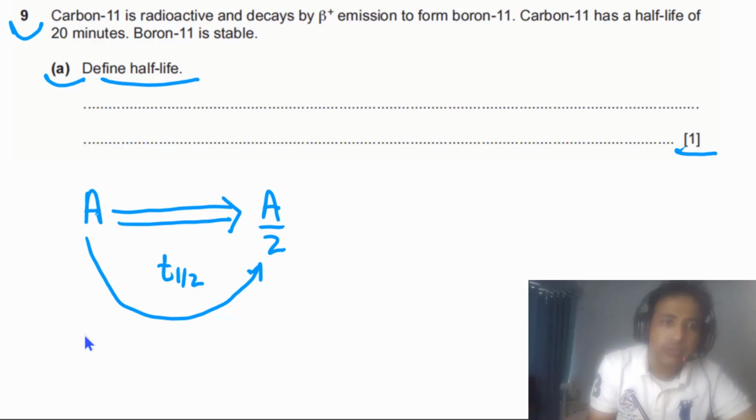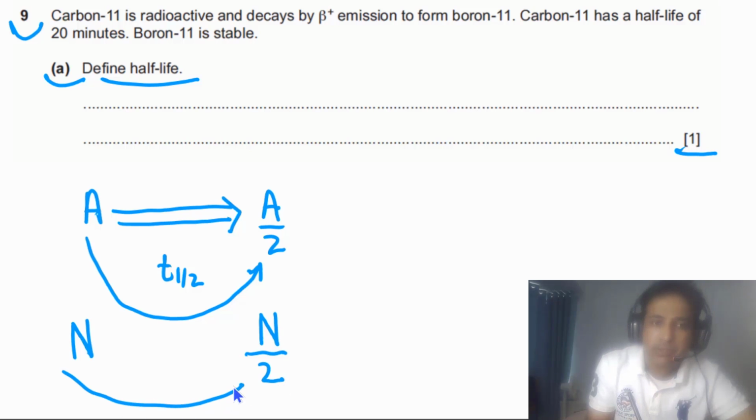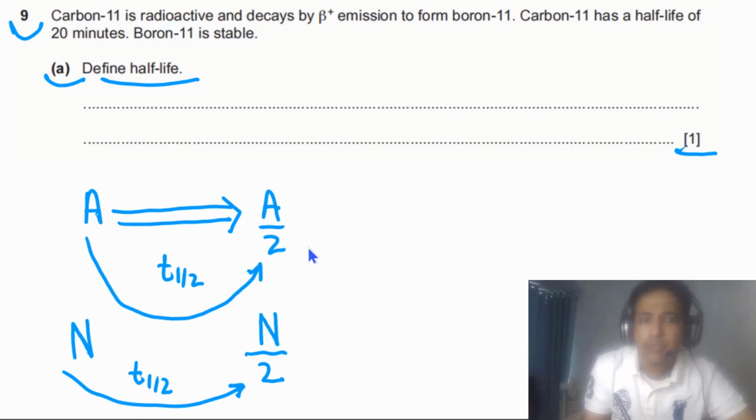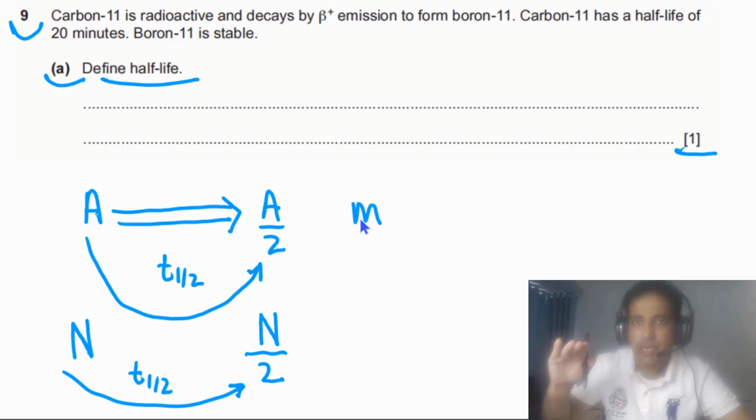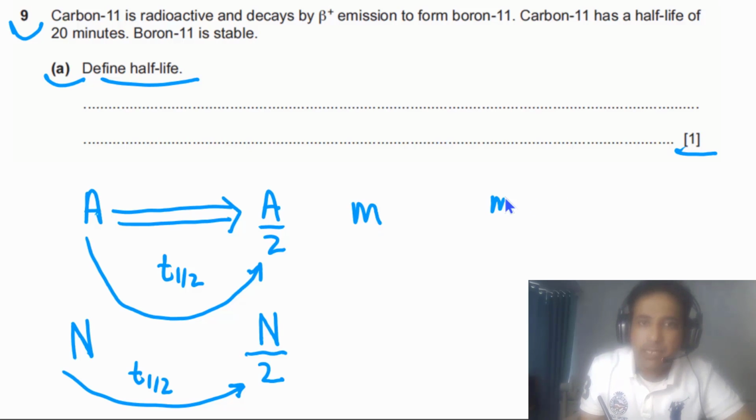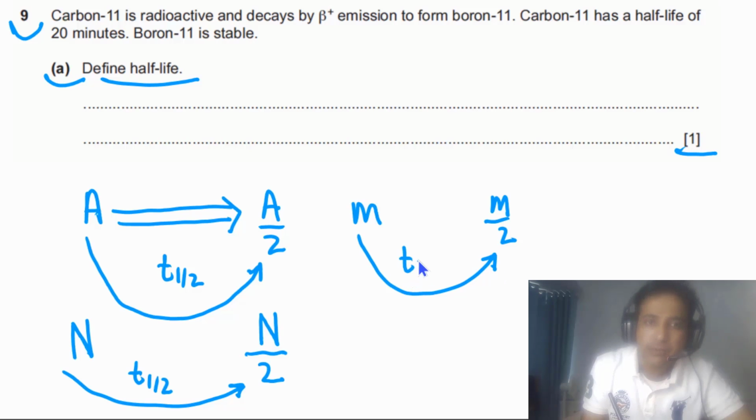We can also understand this in another way. Let's say we have n number of nuclei of any sample, and after a certain period of time, half of the nuclei decay, and the average time taken in this case is also equal to the half-life. We can also write this in terms of mass. Let's say the mass of a sample is capital M, and after a certain period of time, half of the mass decays into another element. That time taken is also the half-life. So this is how we can define half-life.